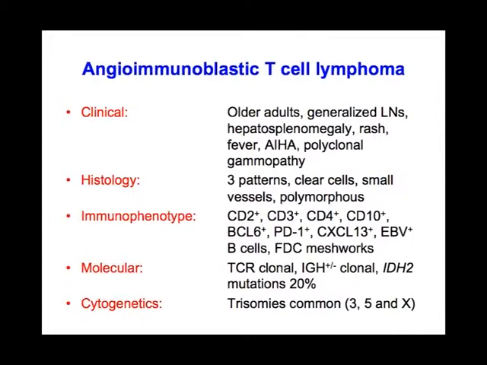EBV is present in most cases, but it's not in the tumor cells, it's in B cells, large B cell blasts. And then characteristic FDC meshworks are very common. I remind you that you may find clones for T cell in here, but it is not at all uncommon to find immunoglobulin heavy chain rearrangements, particularly early on in the disease. B cells are driven to proliferate here, and they can be found to be clonal in a decent percentage of cases.